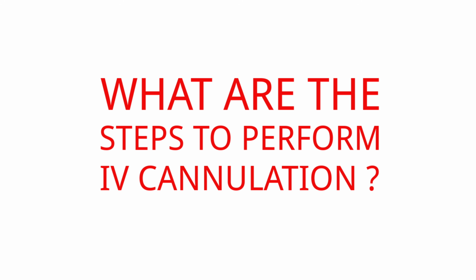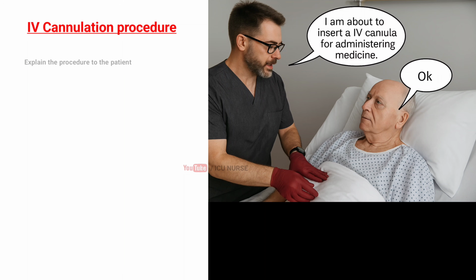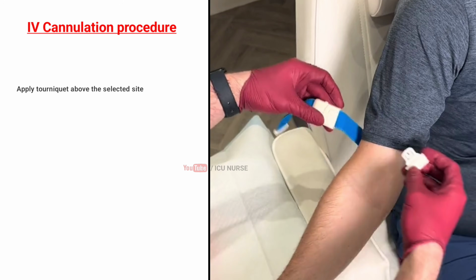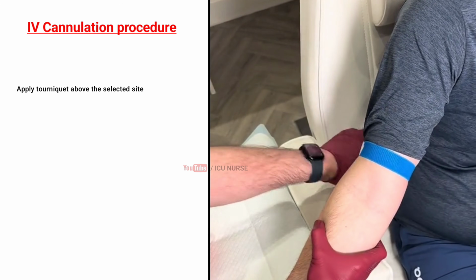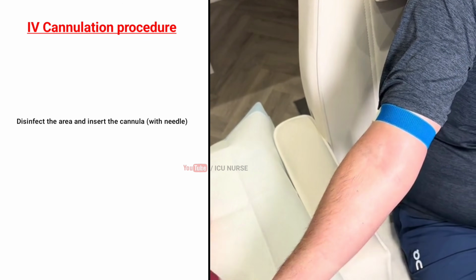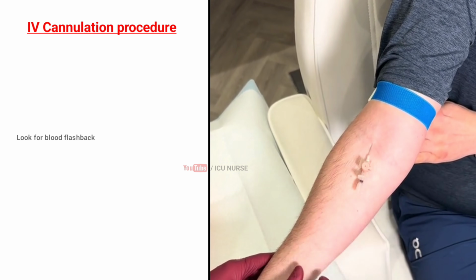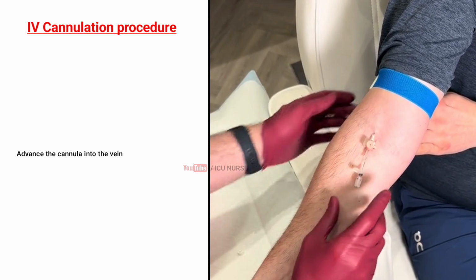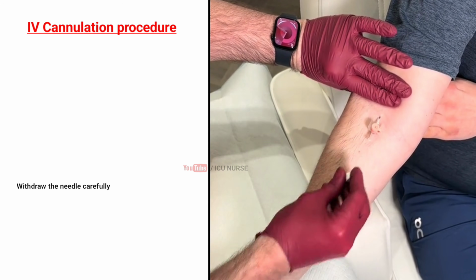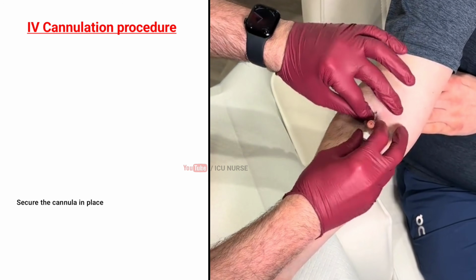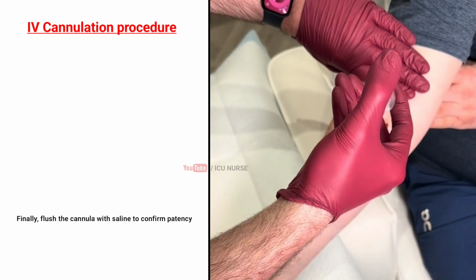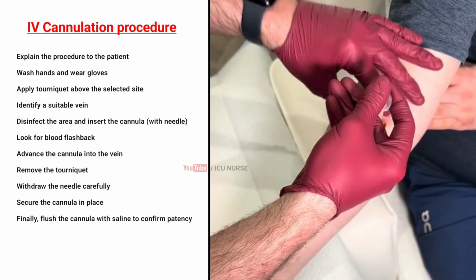What are the steps to perform IV cannulation? Explain the procedure to the patient. Wash hands and wear gloves. Apply tourniquet above the selected site. Identify a suitable vein. Disinfect the area and insert the cannula. Look for blood flashback. Advance the cannula into the vein. Remove the tourniquet. Withdraw the needle carefully. Secure the cannula in place. Finally, flush the cannula with saline to confirm patency.